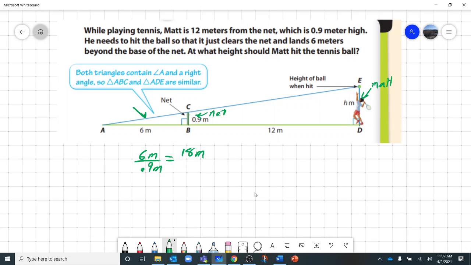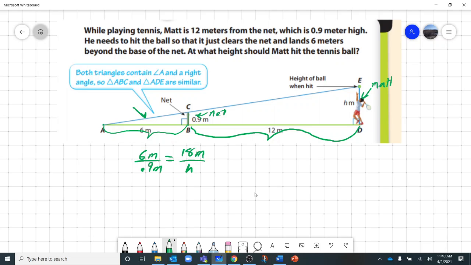Okay, so this distance right here, that's not going to come out right. This distance right here plus this distance right here, try that again. Those two distances combined are the full distance of that bigger triangle is what we're looking at. Okay, so 18 meters over some height that we don't know.